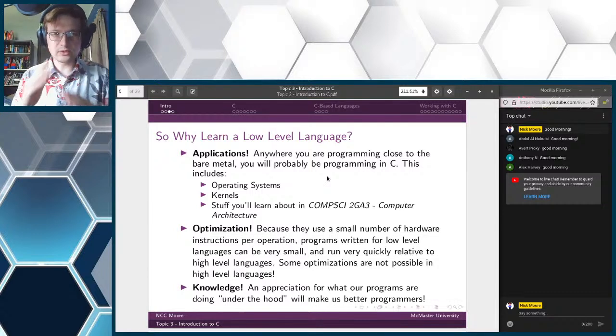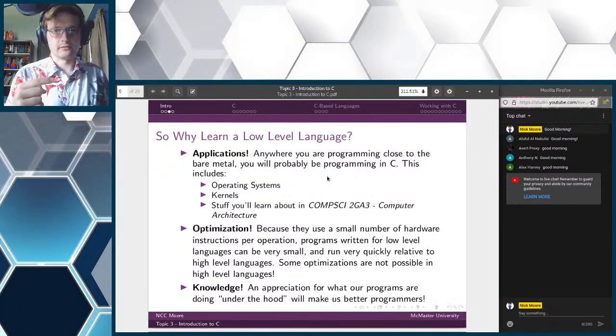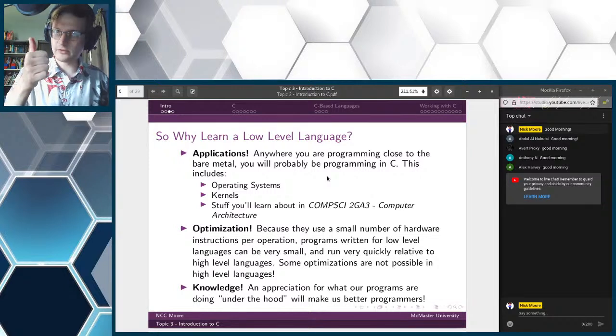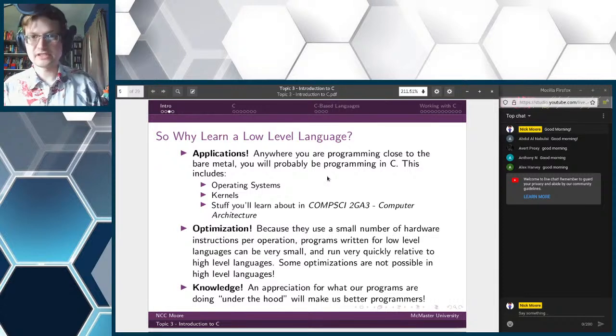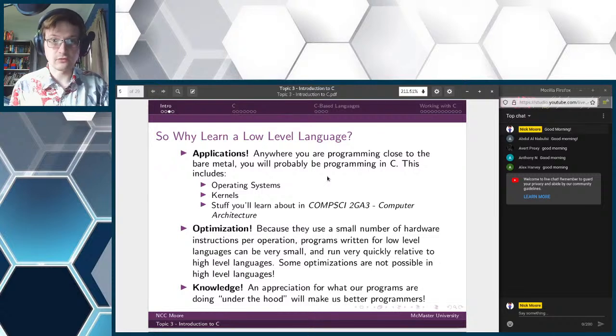So why would we learn a low-level language like C? Number one, applications. Again, everything has its domain of applicability. Anywhere you are programming close to the bare metal, you will probably be programming in C. This includes operating systems, kernels, and the stuff you'll learn about in CompSci 2GA3 computer architecture. So all of that operating and kernel stuff that we were talking about during lecture during topic one, these are the types of applications that it's common to program in C for.